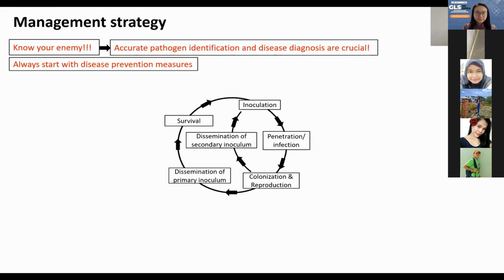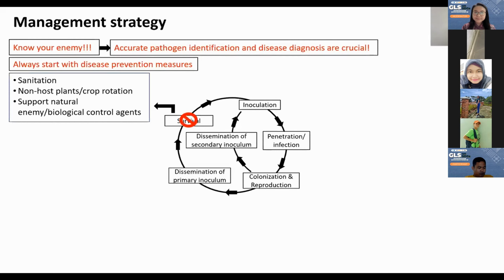Try as best as we can to prevent pathogens to further develop to the next stage. Okay, now let's look at this action that we can do to control or manage pathogens in its disease cycle.